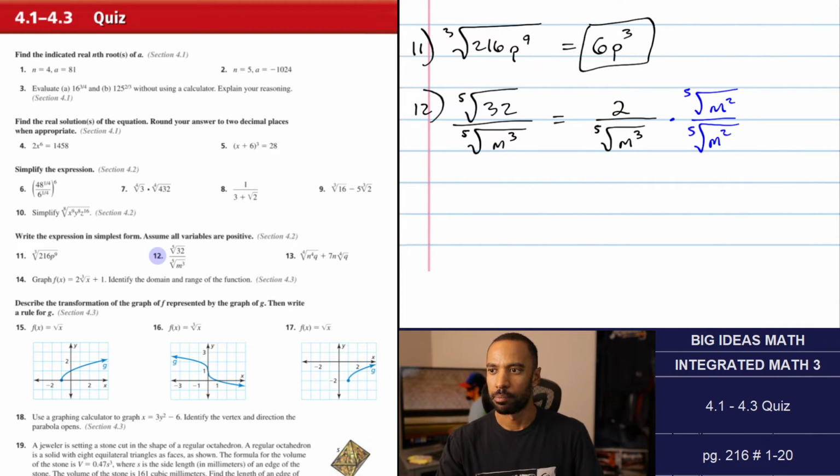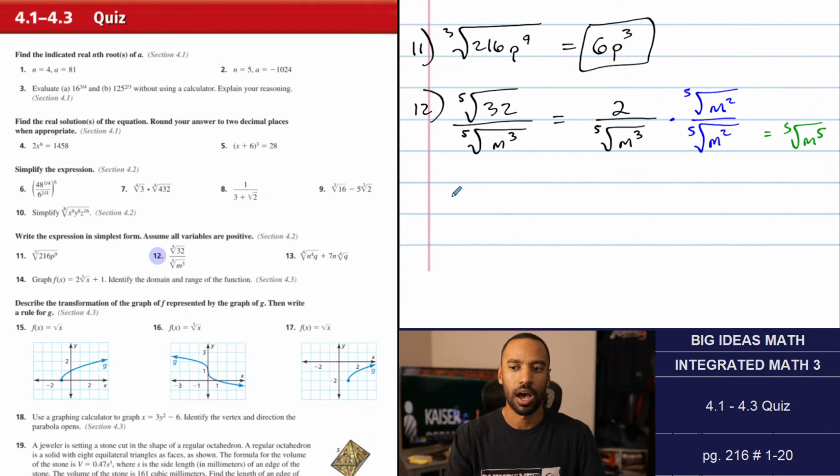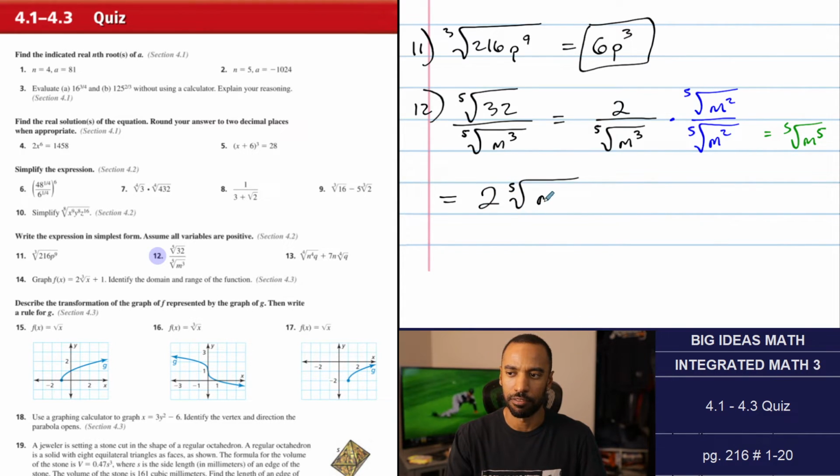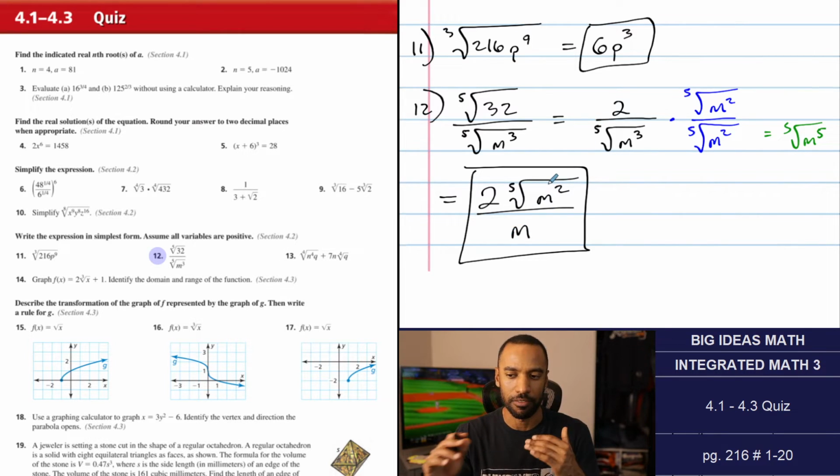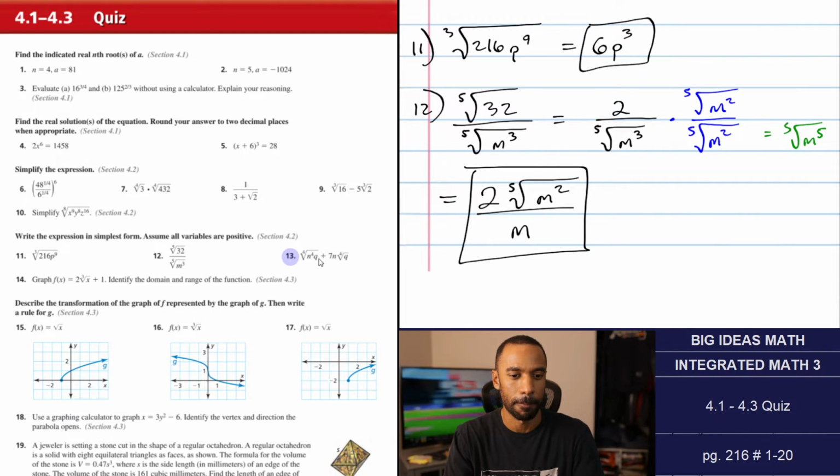Now, on bottom, guys, we're going to have the 5th root of m to the 5th. Those will cancel. You'll be left with m on bottom. On top, you have 2 times the 5th root of m squared. And on bottom, we have that m. That's simplified. It might look worse to you than that, but it is simplified. We have a rational denominator on number 12, unless m, of course, is an irrational value, but we don't have any control of that.